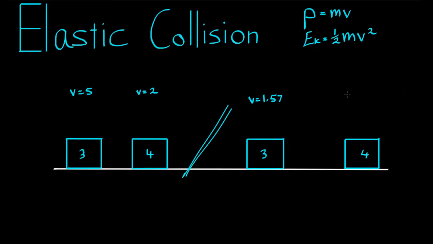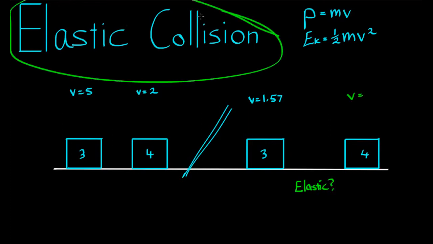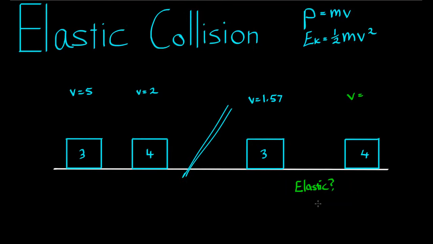So there are two goals to this question. First of all, to figure out the velocity of this box here, and secondly, to answer whether this collision is elastic. And if I haven't made it obvious already, that's what I'm aiming for here, but we've got to prove that it's elastic. So elastic, prove it.